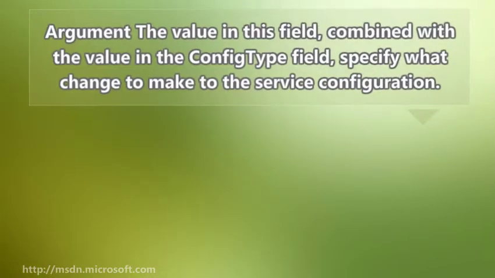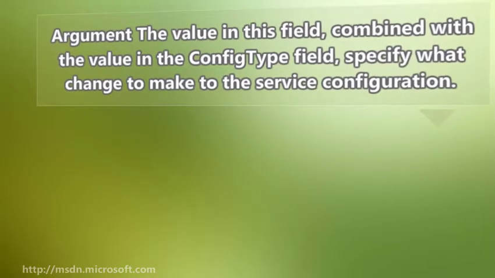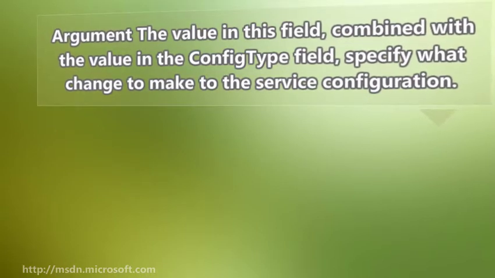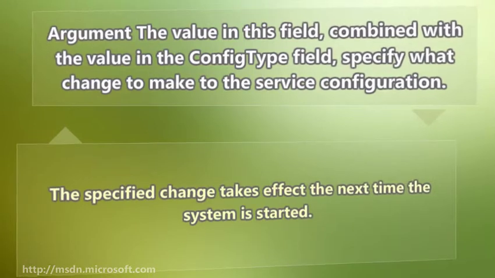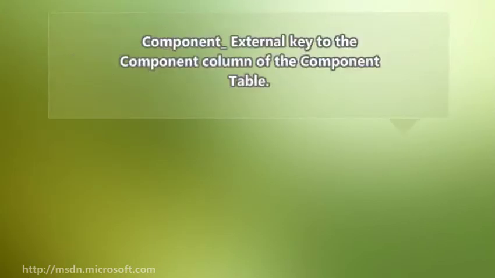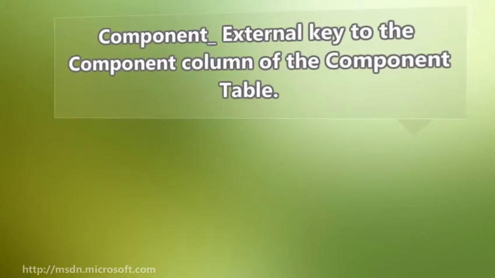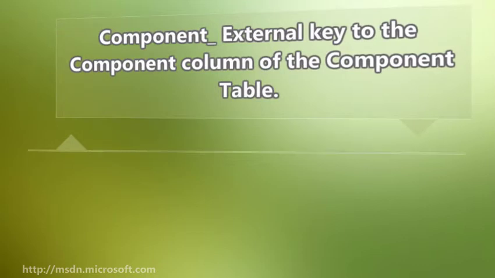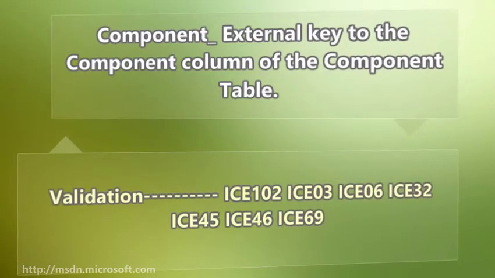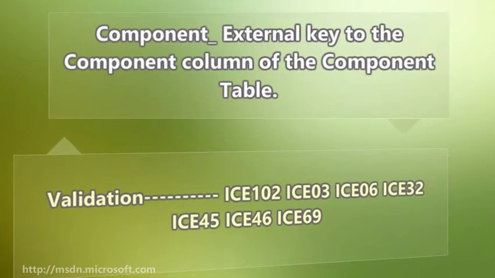Argument. The value in this field, combined with the value in the config type field, specifies what change to make to the service configuration. The specified change takes effect the next time the system is started. Component: external key to the component column of the Component table. Validation: ICE02, ICE03, ICE06, ICE32, ICE45, ICE46, ICE69.